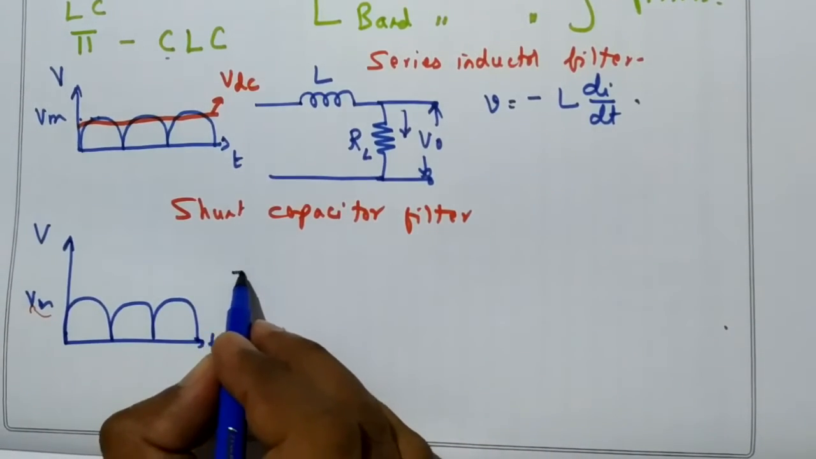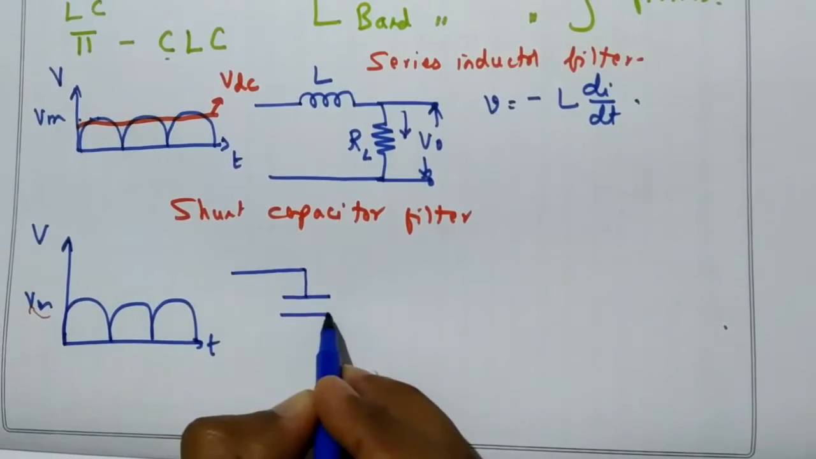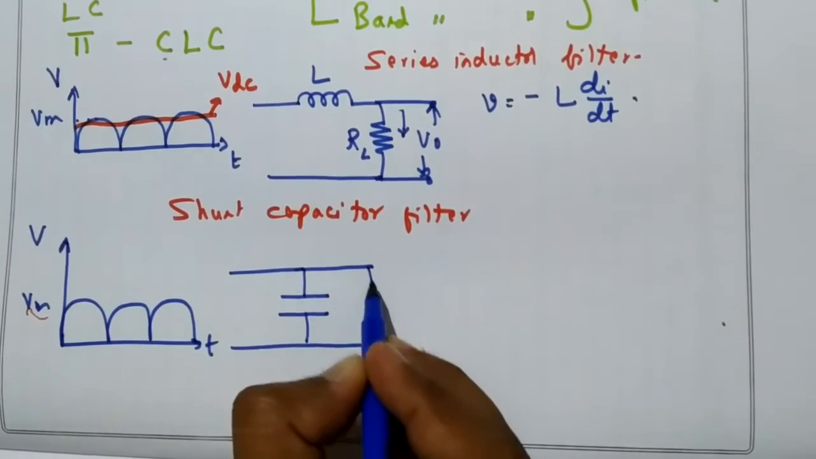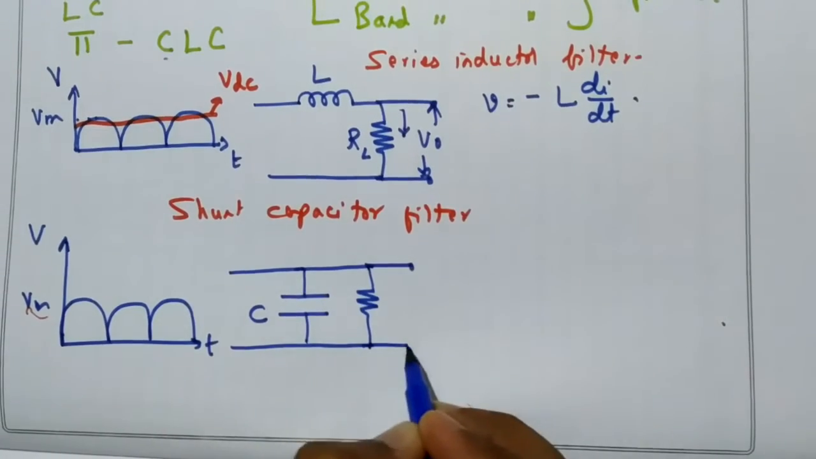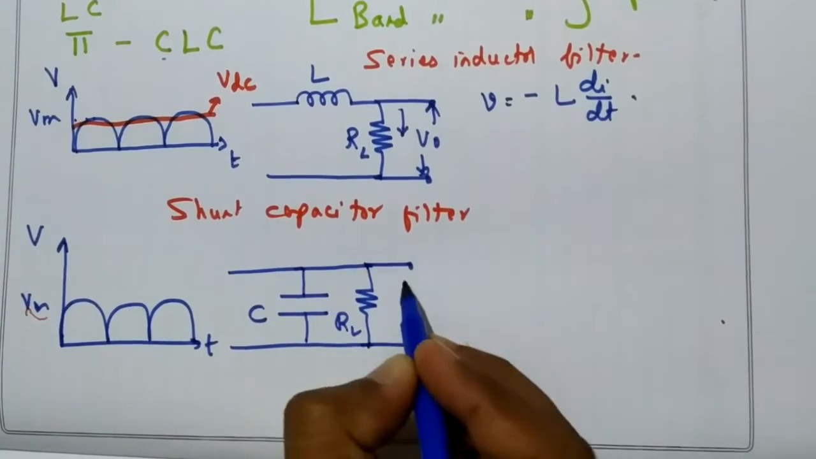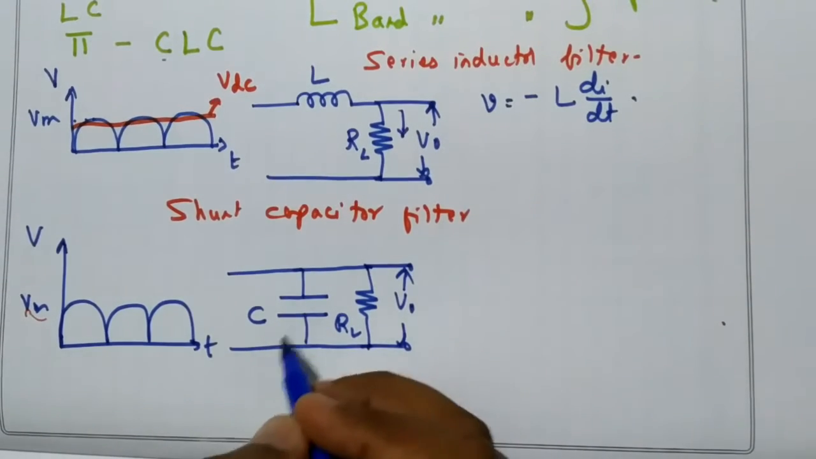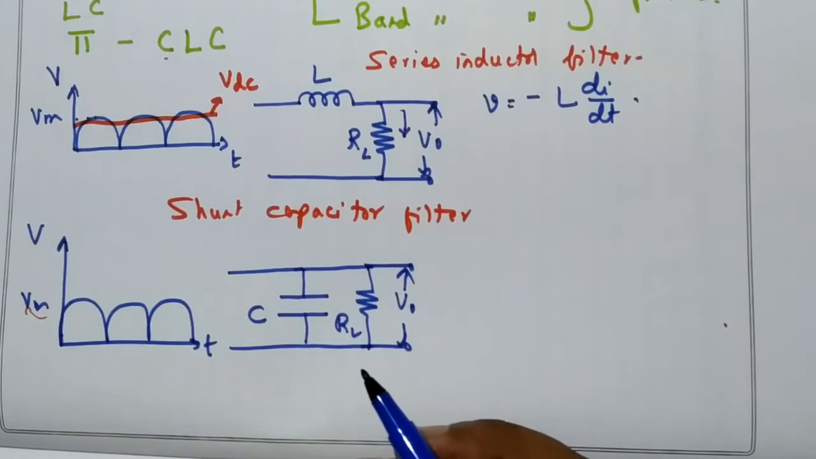Now you apply this to a filter where a capacitor acts as a filter, connected in parallel with the load. This is C, this is RL, this is V0. Now the working of this is completely based on the charging and discharging of a capacitor.